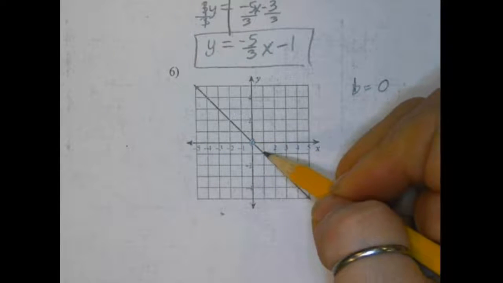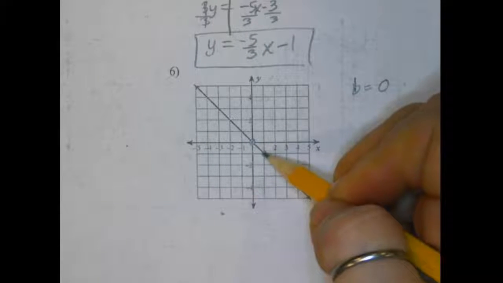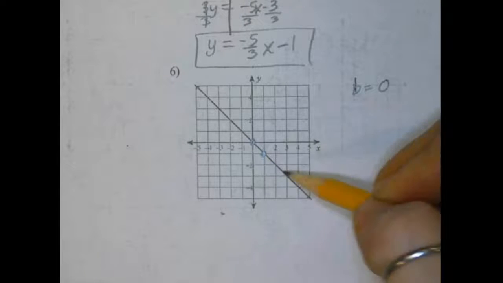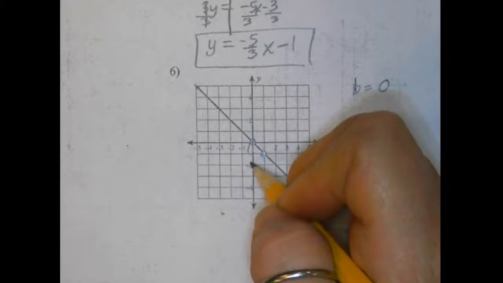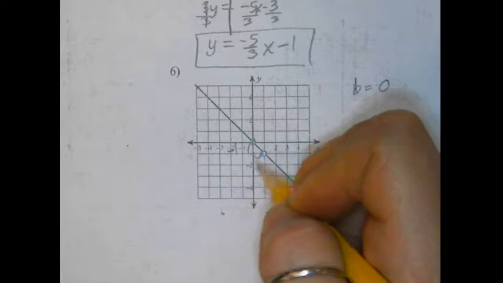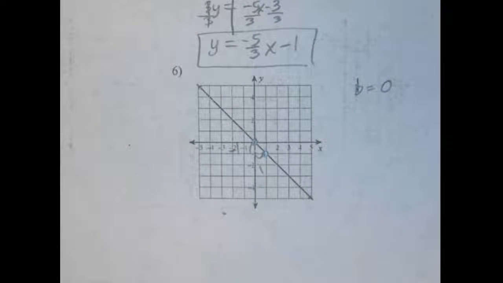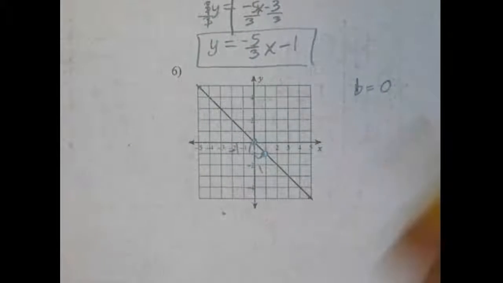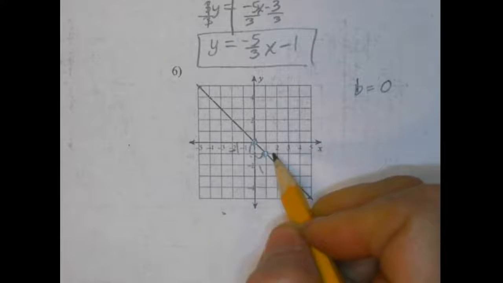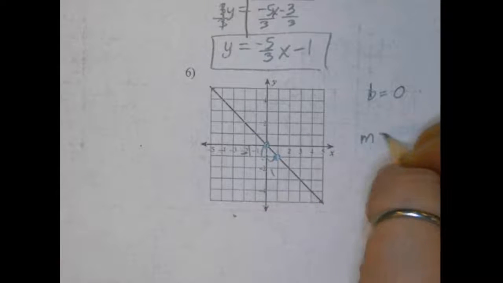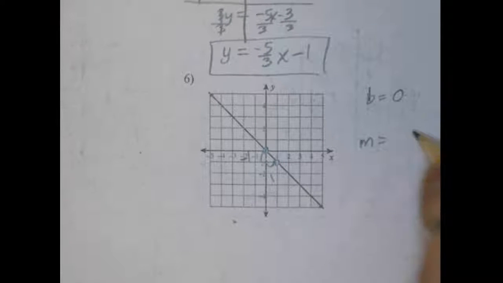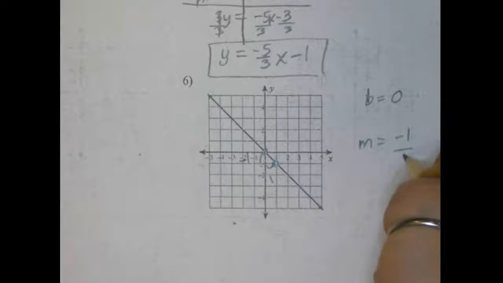I'm going down. It looks like it crosses right there, right? Is that accurate? So I'm going down 1, right? And right 1, correct? Down 1 and right 1. So what is my slope? Excuse me. Negative 1 over 1. Sorry.